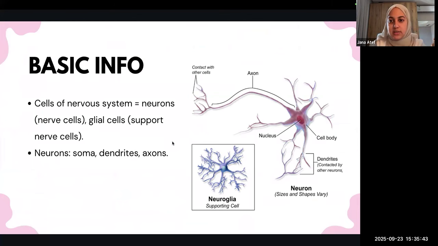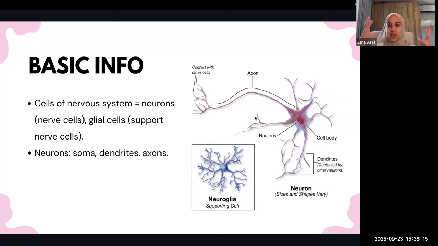Can someone tell me what was the central nervous system? What is the central nervous system? Brain and spinal cord. Yes, exactly. And the peripheral nervous system was the peripheral nerves, okay? So the entire nervous system has two kinds of cells. They have the neurons, or the nerve cells, and they have the glial cells, okay? And this is basically what this entire lecture is for. There are glial cells and there are neurons.